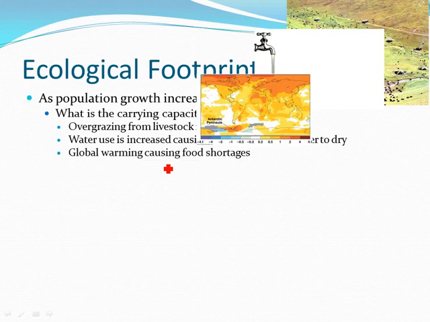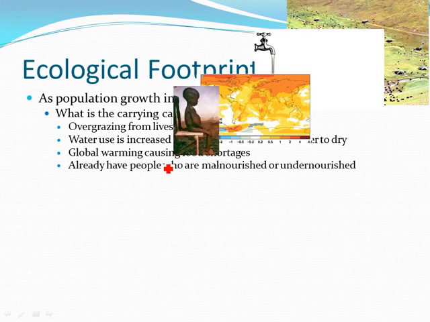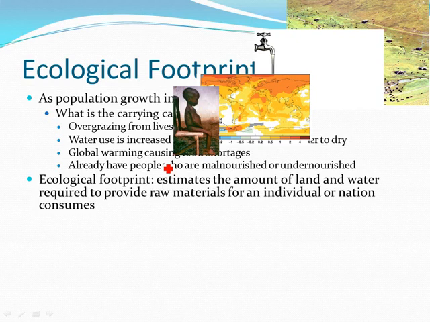Global warming will also cause some food shortages due to temperatures being too high for certain plants to grow. And currently, we already have a lot of people who are malnourished or undernourished. As the population continues to grow, we're going to have less and less resources to help feed and provide for the population.